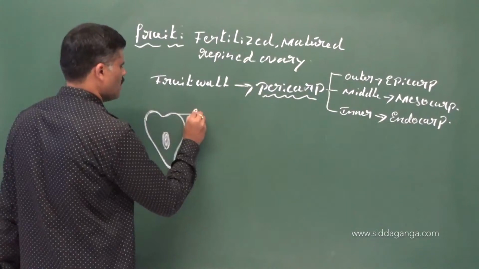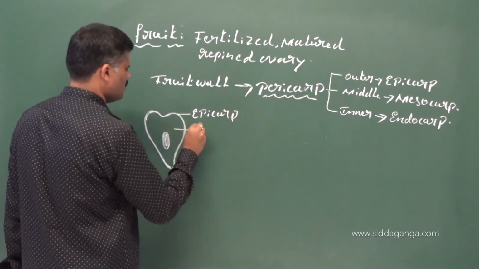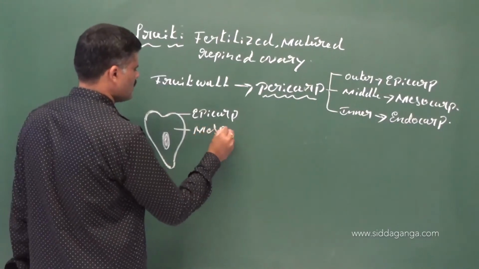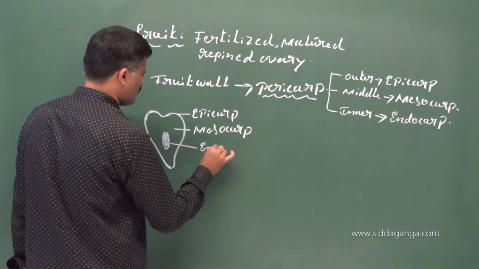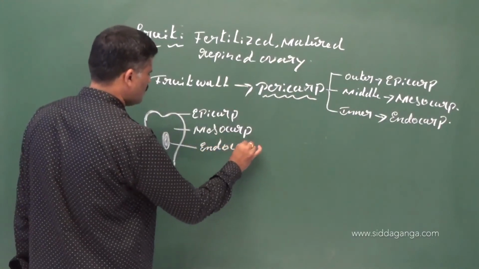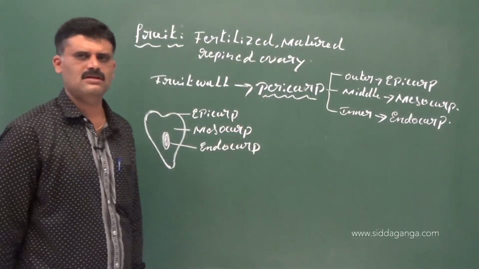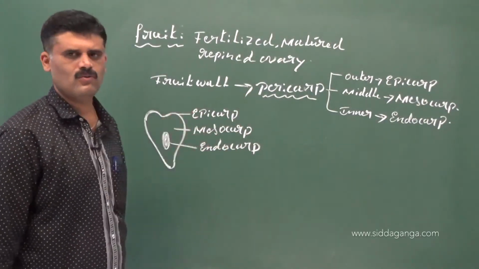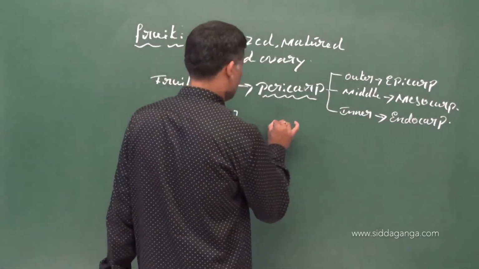The outermost skin of the mango is called the epicarp, the middle juicy layer is called the mesocarp, and the inner hard layer is called the endocarp. Together we call it the pericarp. This is nothing but the fruit wall, right? Next, types of fruit.